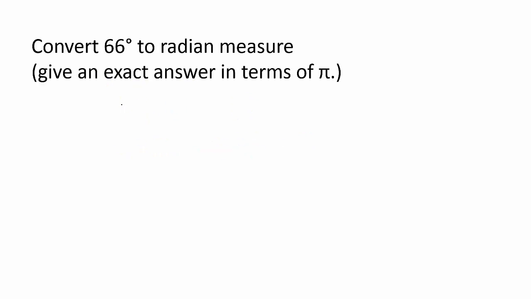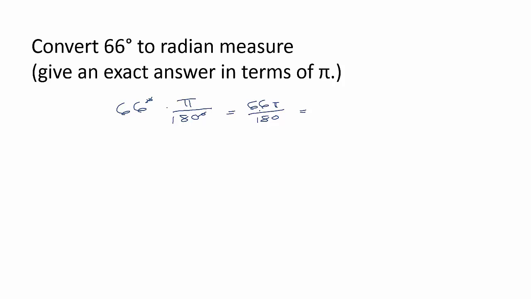Let's do another example. We've got 66 degrees. I'm going to take 66 degrees. I want to convert that into radians. So I'll take pi over 180 degrees. So notice, because I have degree symbols, I want to be dividing by 180 degrees, so the degrees will cancel. So that's going to give me 66 pi over 180.